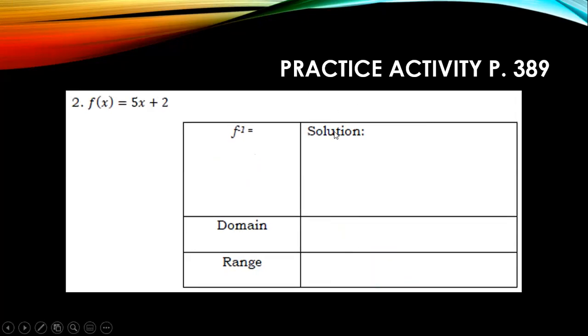So, kung pwede naman by inspection, no? Kahit diretso nyo na isulat. So, by inspection, again, ang inverse function nito ay x minus 2 all over 5. Now, for the domain and range, that will be, again, x such that x element of real numbers kasi kahit ano naman pwede nating i-substitute sa x, walang restriction. So, for the range, y must be an element of real numbers.